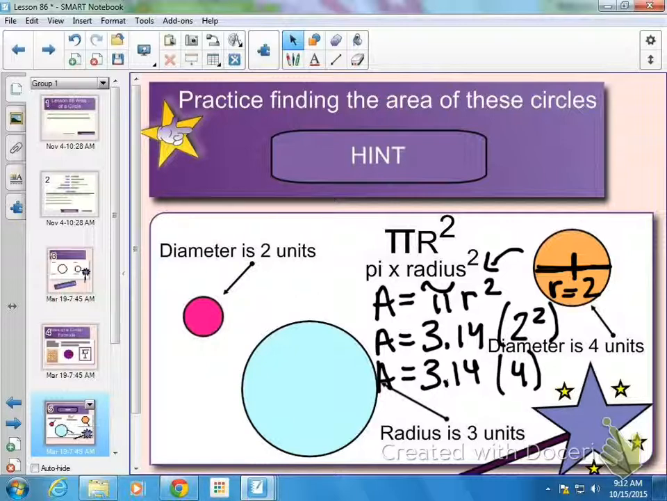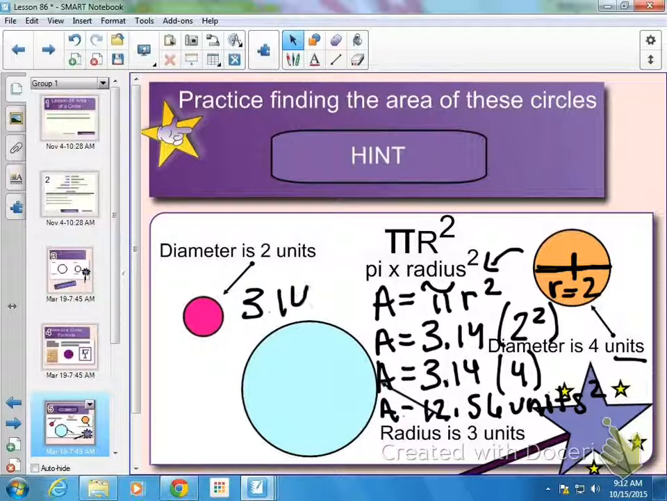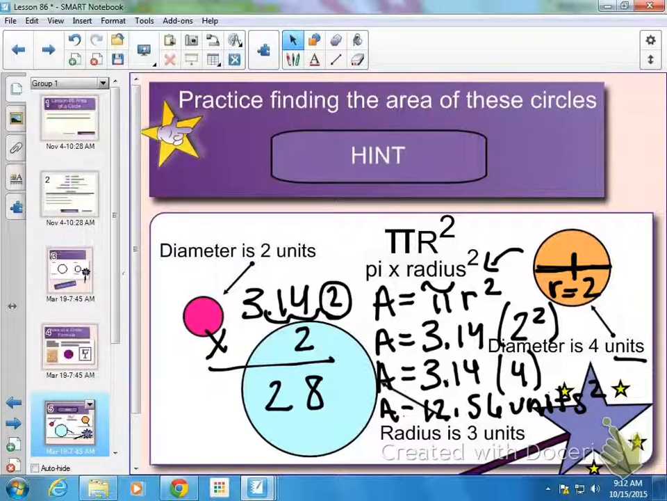So now we just multiply 3.14 times 4. And you should get the answer 12.56. We don't know the units, so I'm going to use units squared. Remember when we're multiplying that, 3.14, make sure that you move your decimal over. 2 times 4 is 8. 2 times 1 is 2. 2 times 3 is 6. But I did the wrong one, didn't I?